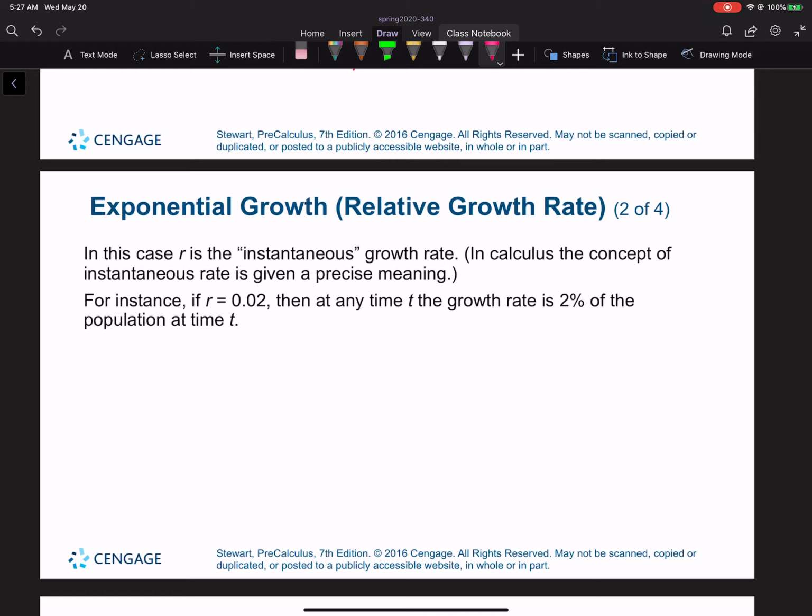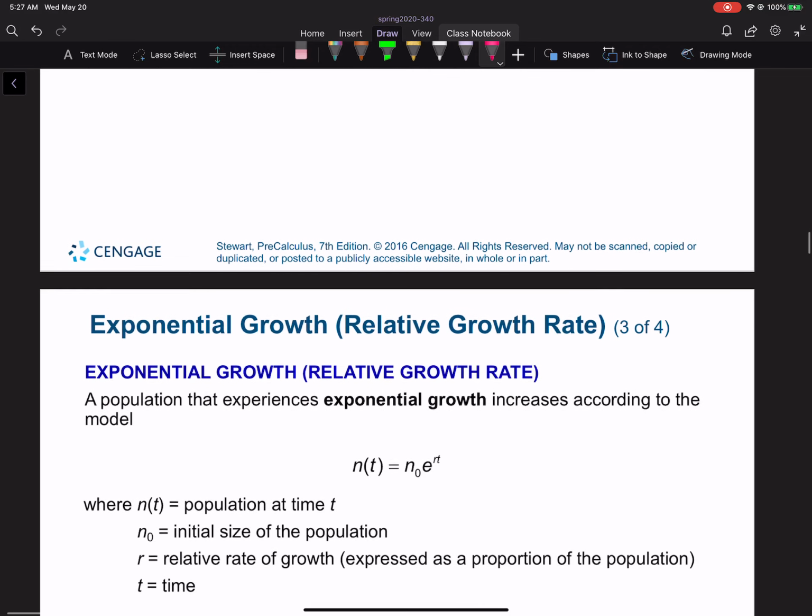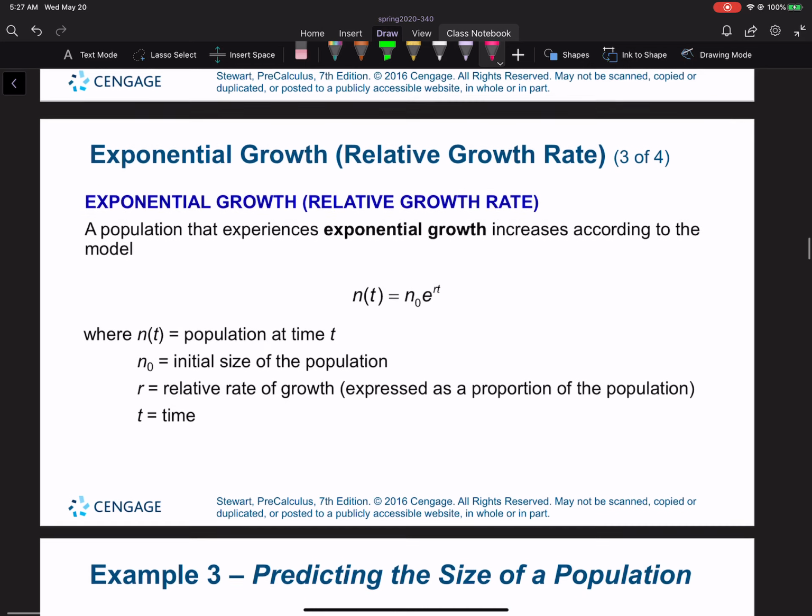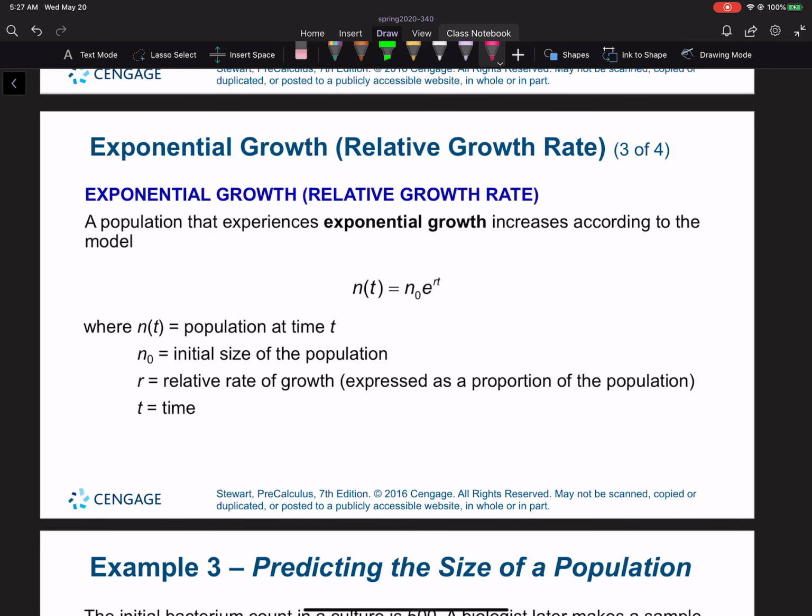So let's look at an example. I think it works best if we do an example. So let's look at the definition that we're going to use. If a population experiences exponential growth increasing according to the model, then we're going to use this definition over here. It doesn't really matter if you use n and n naught.